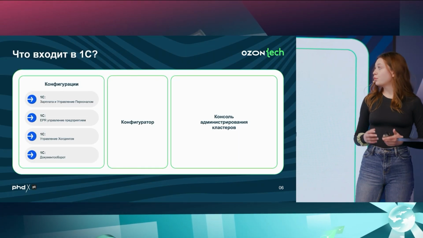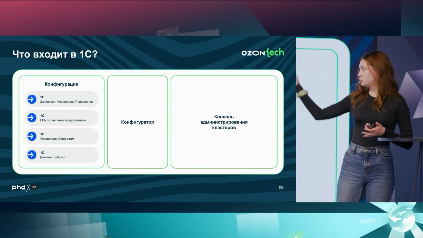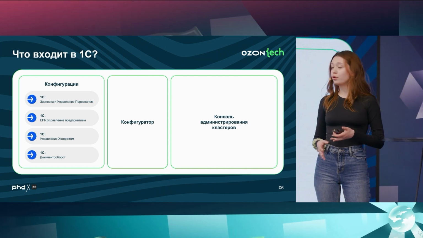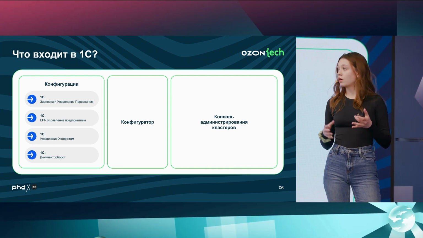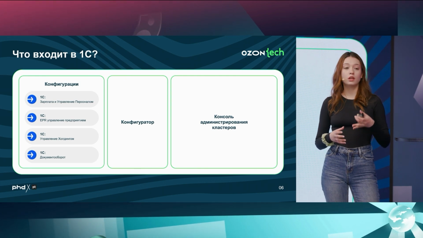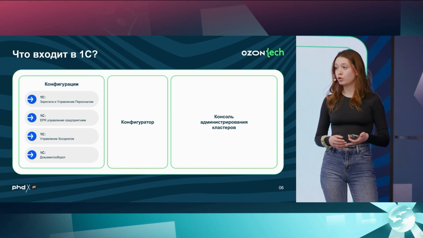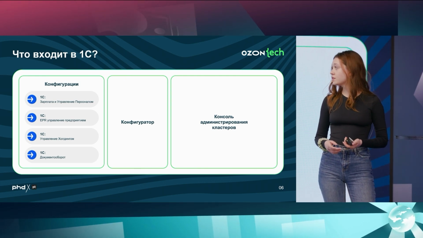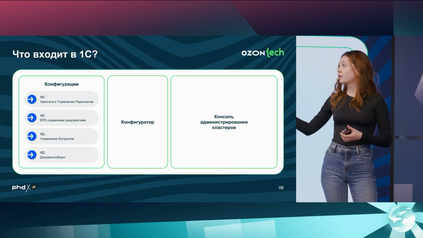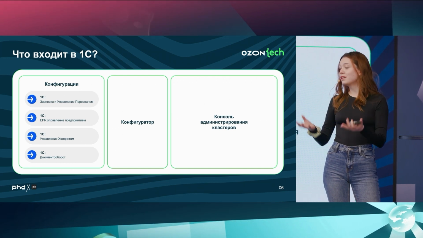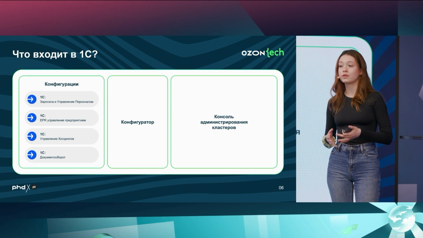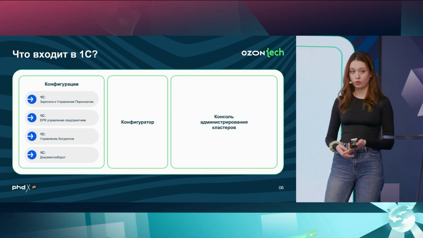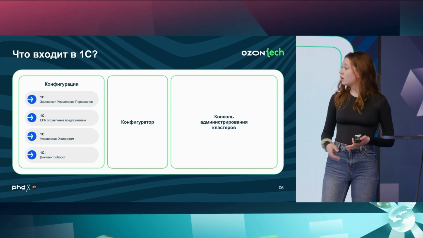Before I start talking about the audit, I'd like to briefly give you some theory: what the 1C box solution includes. The first thing business users encounter, and you may know this interface, is configurations. They are programmed based on the technological core, or platform, as we call it.